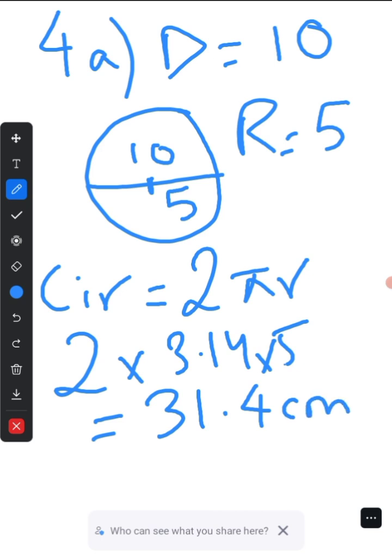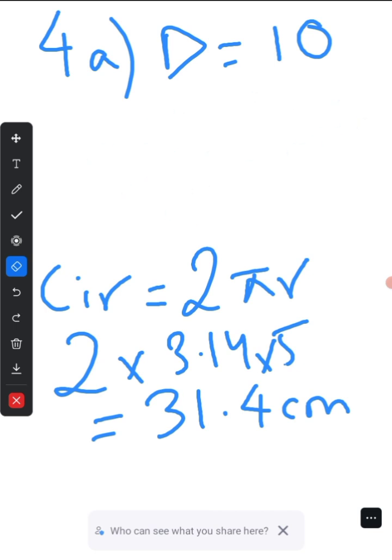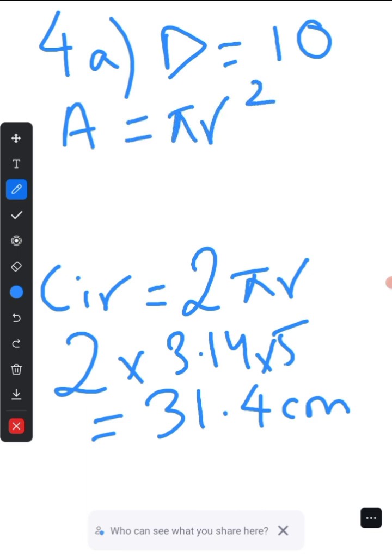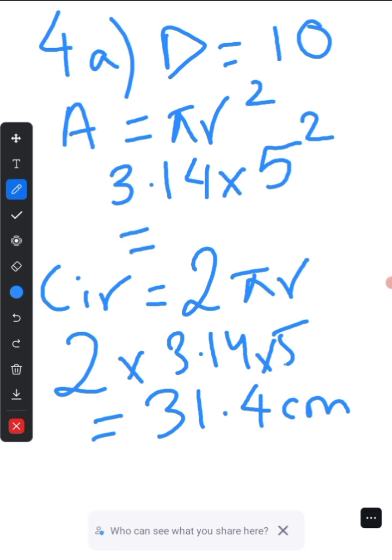Now, coming towards the area, for area, what is our formula? Pi r square. Pi is 3.14 multiplied by the radius, that is your 5, and a square. 5 square is 25, right? So our final answer is going to be 78.5 centimeter square. Let's come to part 2.